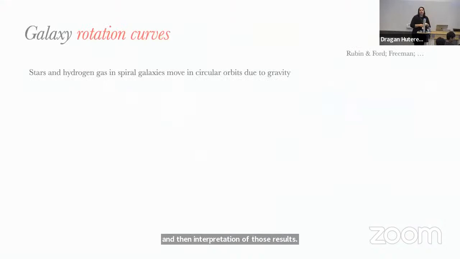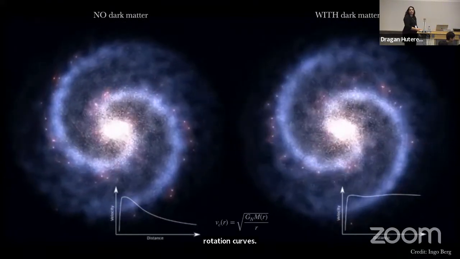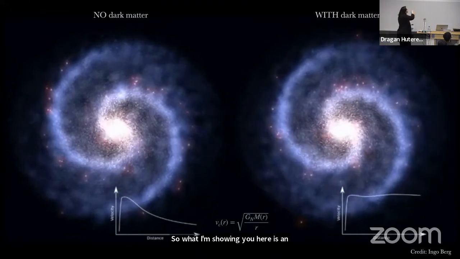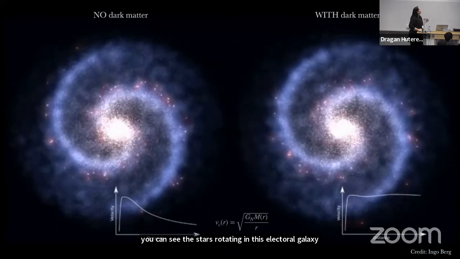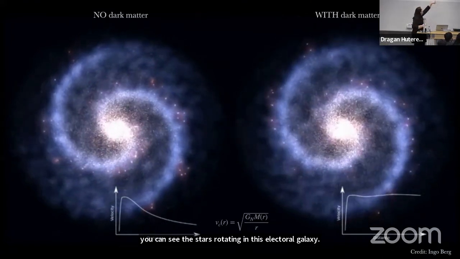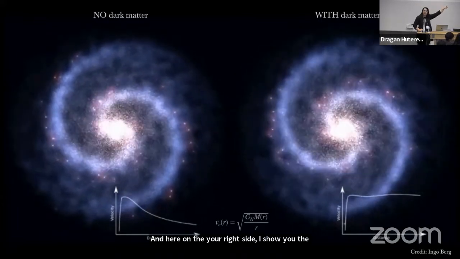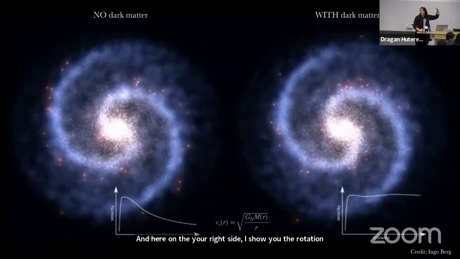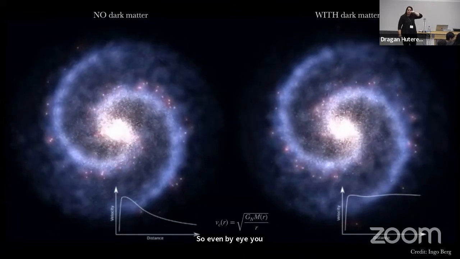I'm going to start with maybe the most famous, or one of the pioneers of the first observations of dark matter, the galaxy rotation curves. What I'm showing you here is a galaxy, and you can see the stars rotating in this galaxy. On the right side, I show you the rotation without dark matter, and on the left, the rotation with dark matter. So even by eye, you can already see that things are very different with the presence of dark matter.